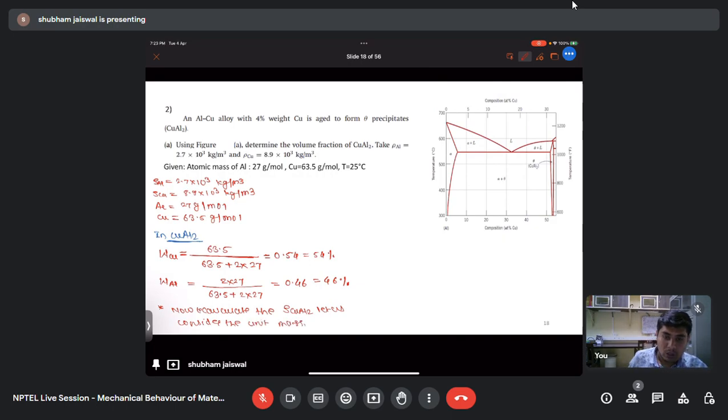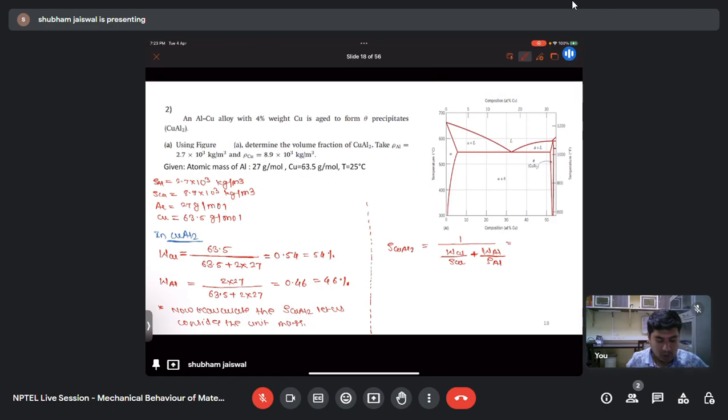So if we consider the unit mass, then we can write that the density of CuAl2, rho CuAl2, is equal to 1 upon the weight fraction of copper divided by the density of copper, plus that of aluminum divided by the density of aluminum.